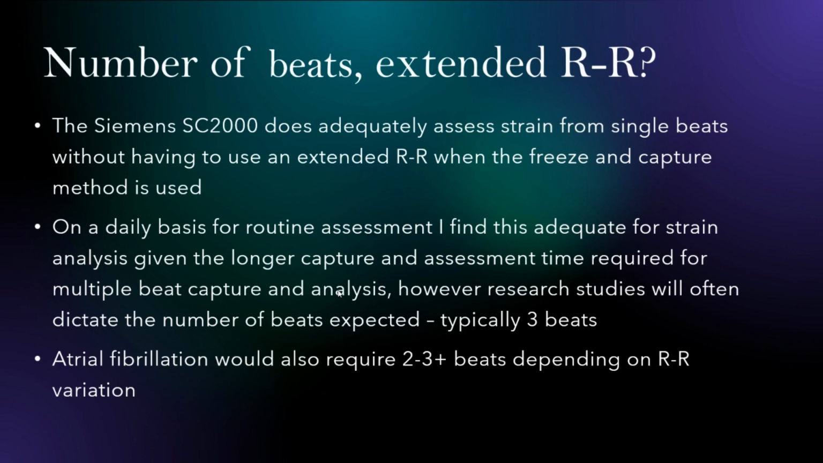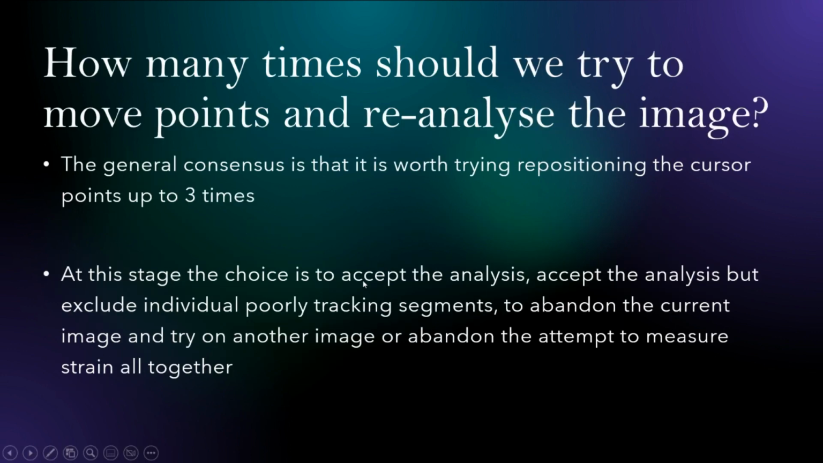In terms of number of beats and whether we need to run an extended R2R, the Siemens, if you use the freeze and capture method, seems to work perfectly fine without needing to use an extended R2R. Similarly, on routine day-to-day, I find I can get away with using one beat for analysis. I generally avoid using multiple beats, because of the longer acquisition time and the longer time to analyse images as well. If you're doing a research study, though, often they will dictate the number of beats required, typically 3 beats. With atrial fibrillation, you'll be looking at 2 to 3 beats, depending on your R2R.